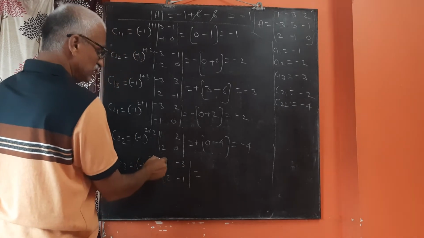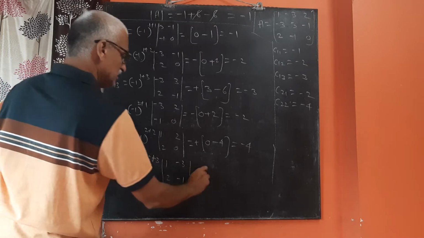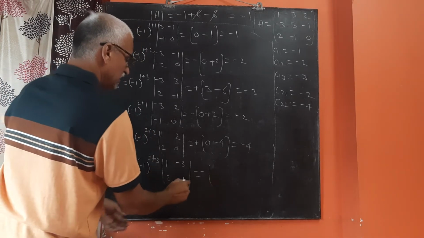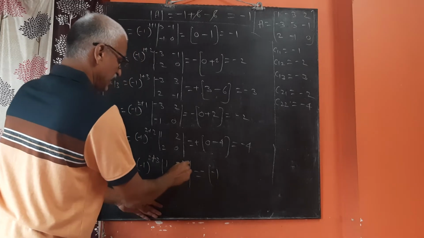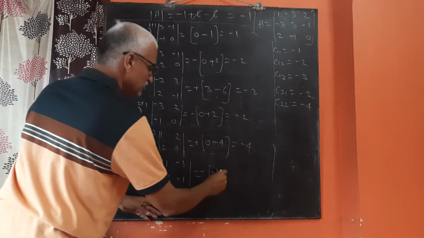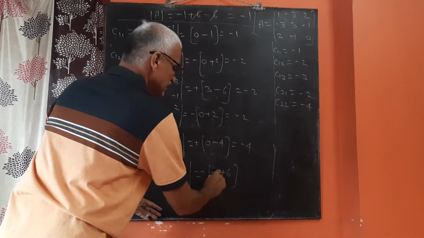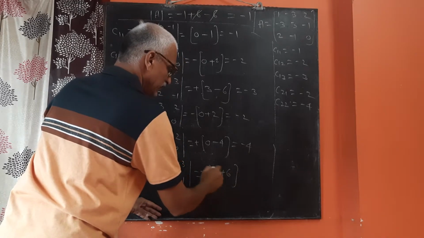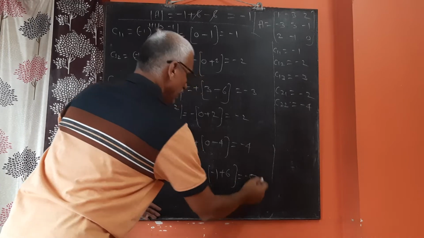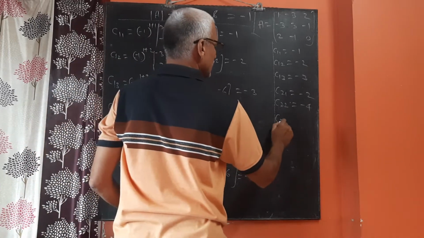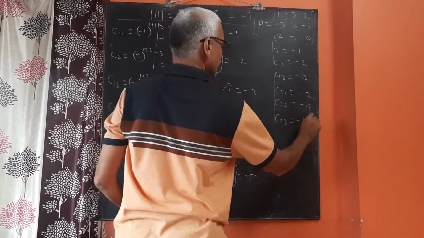Minus 1 raised to 2 plus 3, that means 5. So that is negative. 1 into minus 1, that is minus 1. Minus 3 into 2, minus 6. Minus of minus plus 6. So it is equals to minus 1 plus 6, 5. 5 of minus, that is equals to minus 5. So C23 is equals to minus 5.